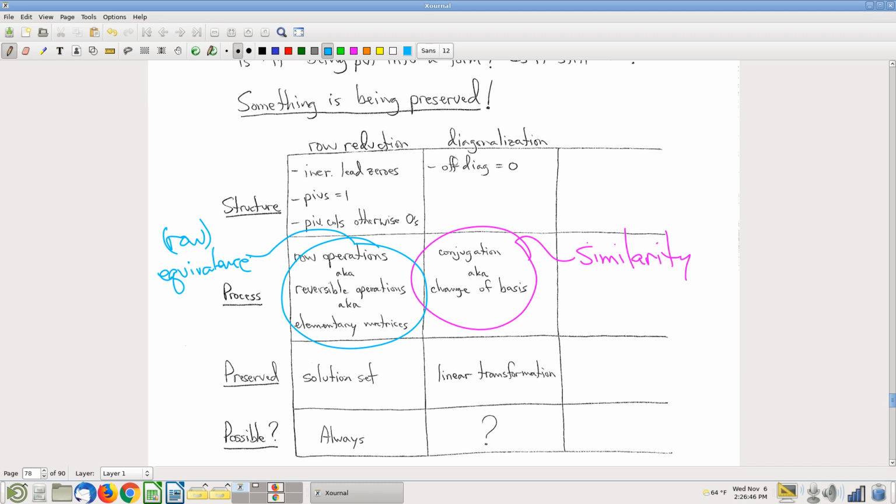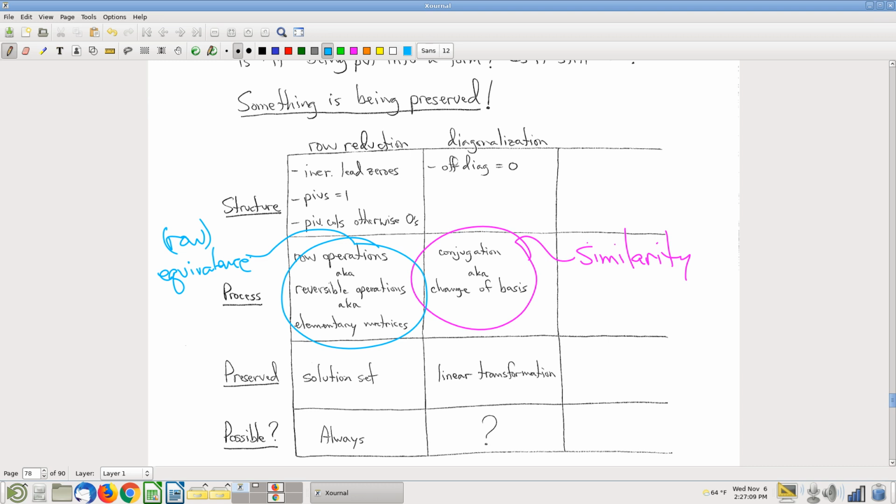Okay, so there's a strong analogy between similarity arguments and equivalence arguments, between diagonalization and row reductions. There's, like I say, a structural kind of analogy there, but everything's different. The goal is different. The means are different. What's being preserved is different. Make sure to keep that in mind, right?